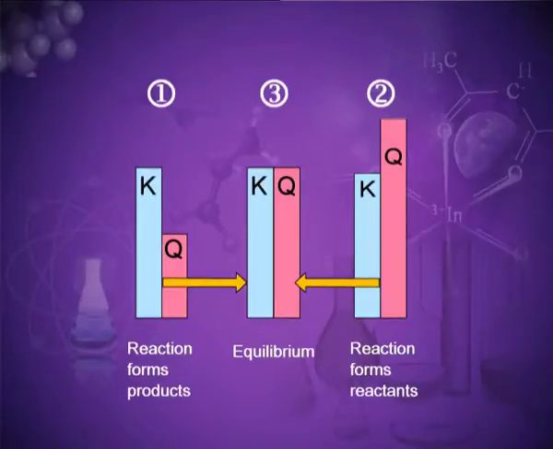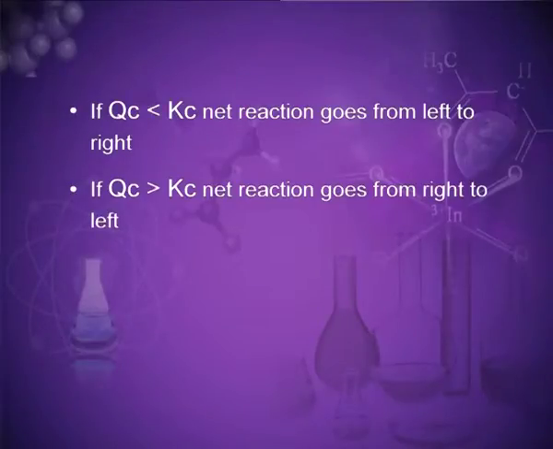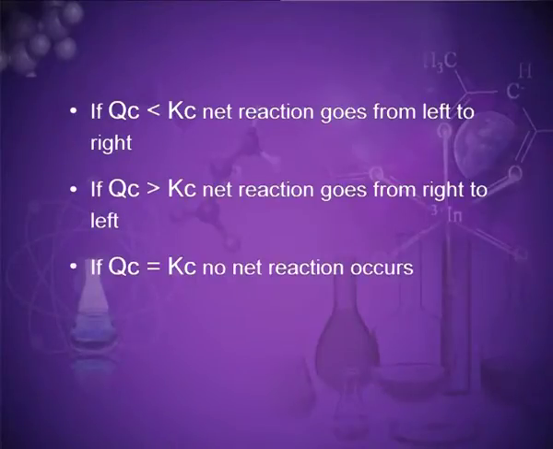This can be shown by the following diagram. In this diagram, we have three phases. In the first phase, if the value of K is greater than Q, then the reaction forms products. And to the right, if the value of Q is greater than K, then the reaction forms reactants. And in the third case, if the values of Q and K are equal, the reaction is at equilibrium. If Qc is lesser than Kc, the net reaction goes from left to right. If Qc is greater than Kc, the net reaction goes from right to left. If Qc is equal to Kc, that is the middle part, no net reaction occurs.